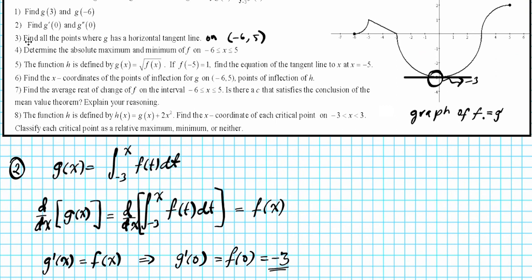All right, let's shift our attention to number 3. I made a slight adjustment here. We are to find all the points where g has a horizontal tangent line. Okay? All the points where g has a horizontal tangent line. So remember, what graph is this? This is a graph of f, which is equal to g prime.